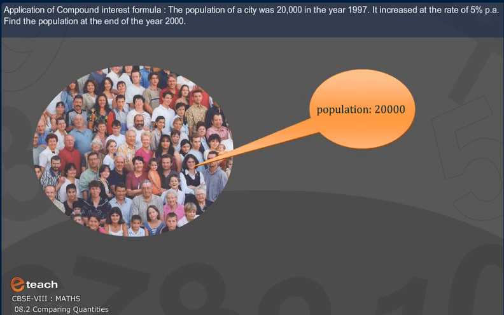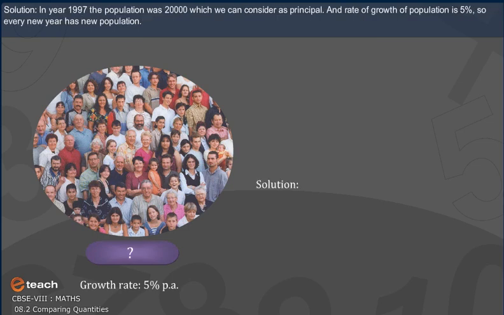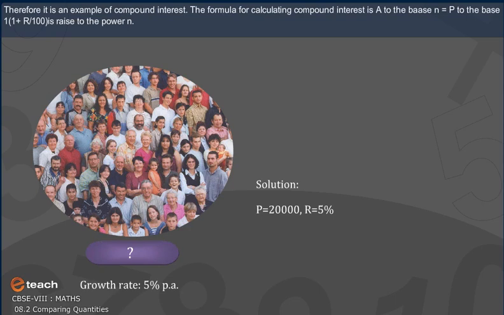Application of compound interest formula. The population of a city was 20,000 in the year 1997. It increased at the rate of 5% per annum. Find the population at the end of the year 2000. Solution. In year 1997, the population was 20,000, which we can consider as principal. And the rate of growth of population is 5%. So every new year has a new population. Therefore, it is an example of compound interest.